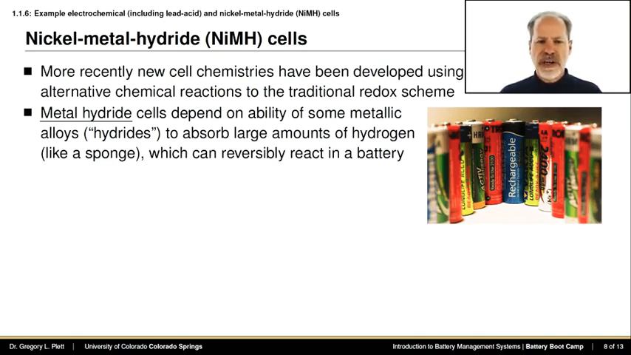Now, hydrogen can decompose into an electron and a proton, and so hydrogen can be used as the charge carrier inside of a battery cell. So if an electrode has the ability to absorb hydrogen and release hydrogen as separate protons and electrons, then it can act as a negative electrode.